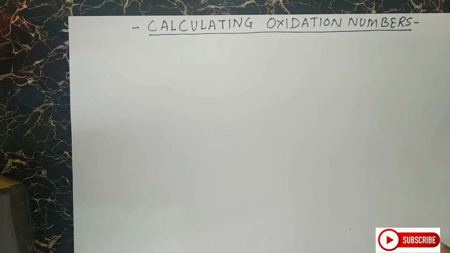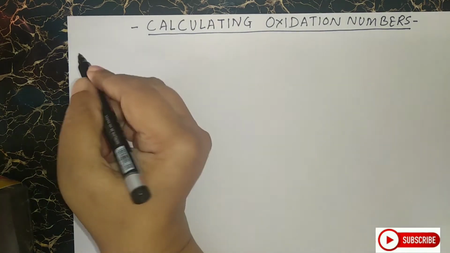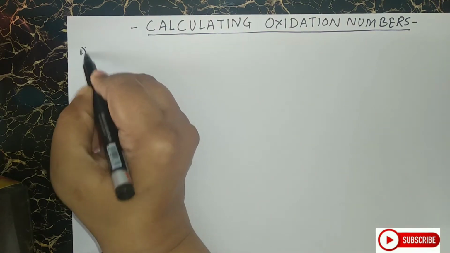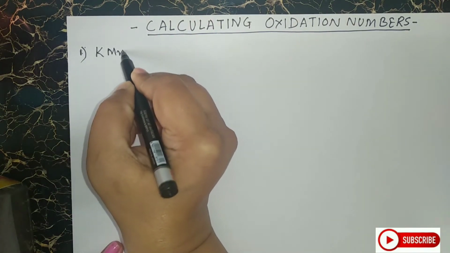Hello students, in this video we'll be using some of the molecules and applying the rules to calculate the oxidation numbers or states of different elements. Now let us consider a few examples. The first example I am considering here is potassium permanganate, that is KMnO4.